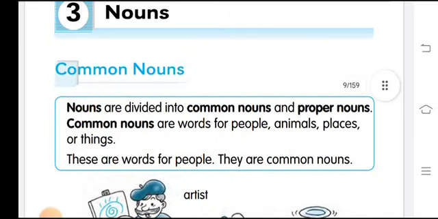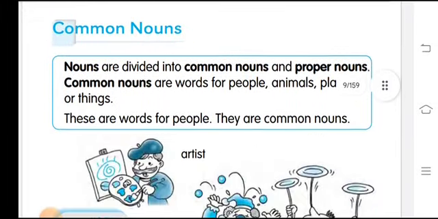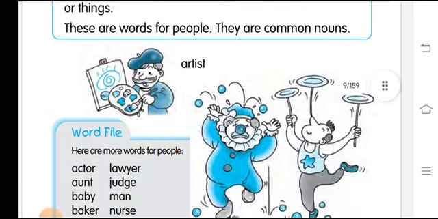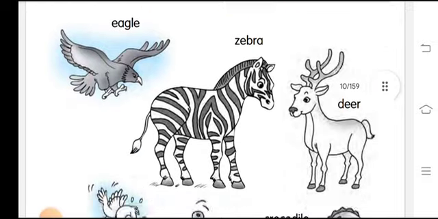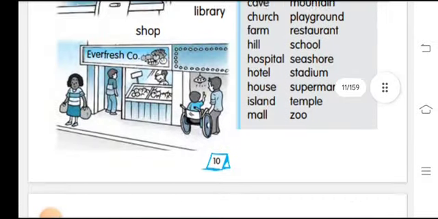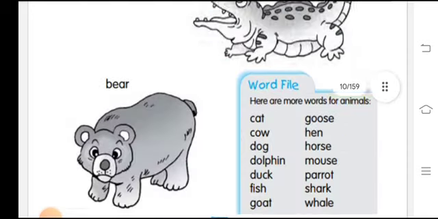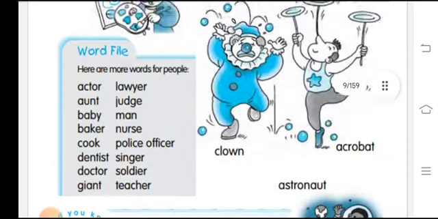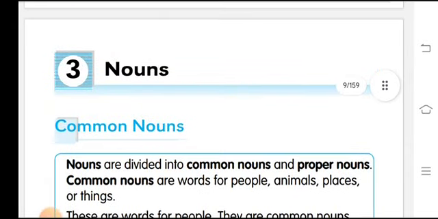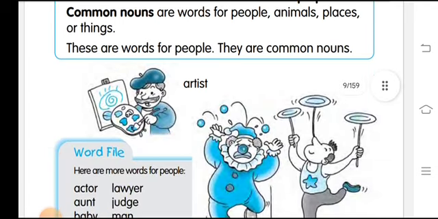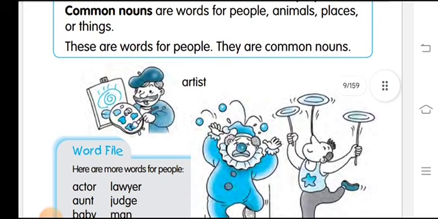Noun. Nouns are divided into common nouns and proper nouns. Common nouns are words for people and animals, places or things.